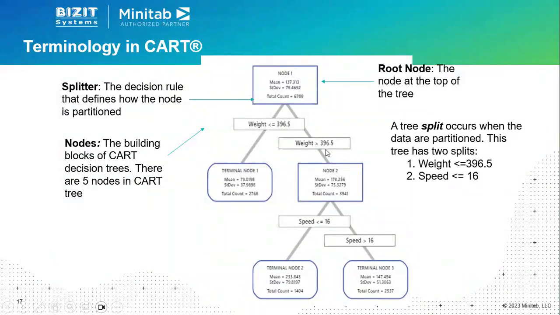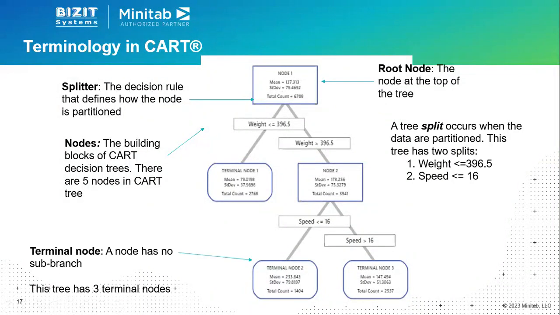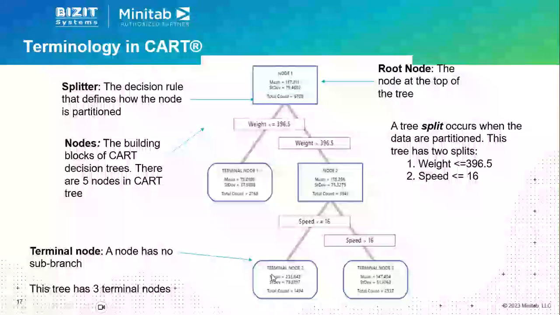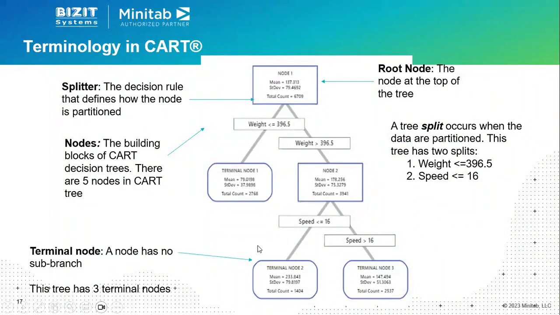Okay, and then we have the tree splitting. A tree split occurred at this weight and then occurred at this speed. And then this one we call the terminal node. That one is important here. We have three terminal nodes here. A terminal node means that the node has no sub branch. You cannot see another splitting in the terminal node.